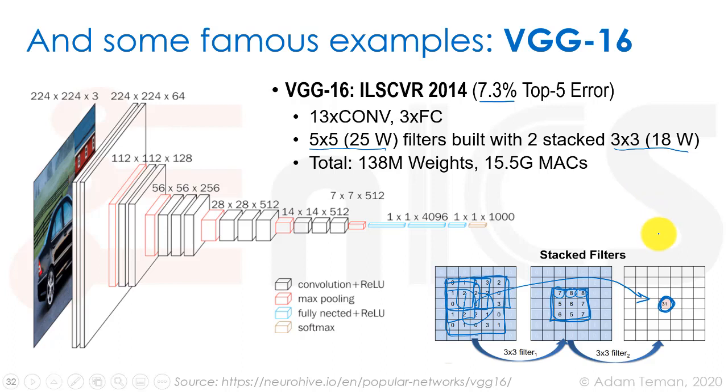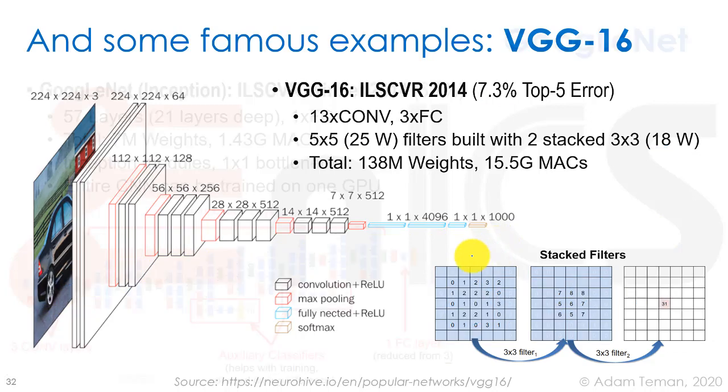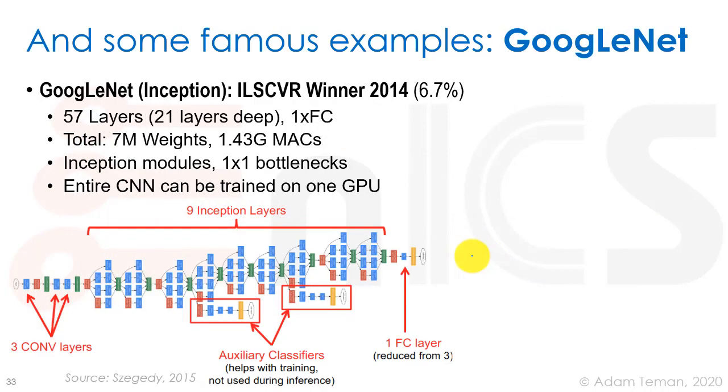Okay, so this is VGG, and you can see that it's already a much deeper network that goes down. GoogleNet is the winner of the 2014 ImageNet Challenge. It's also known as Inception, and the reason it's known as Inception is that it uses these Inception layers. It has 57 layers, which is considered 21 layers, it depends how you count these things, and one fully connected layer at the end. It uses a total of 7 million weights and 1.43 gigamax.